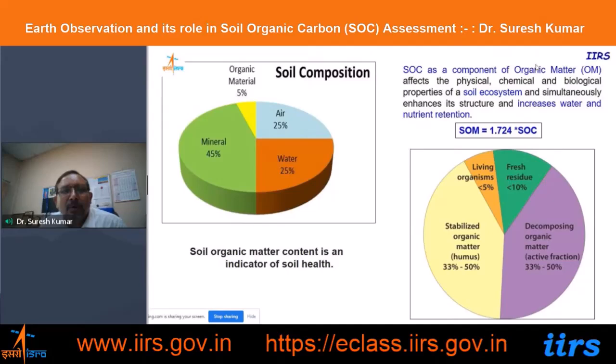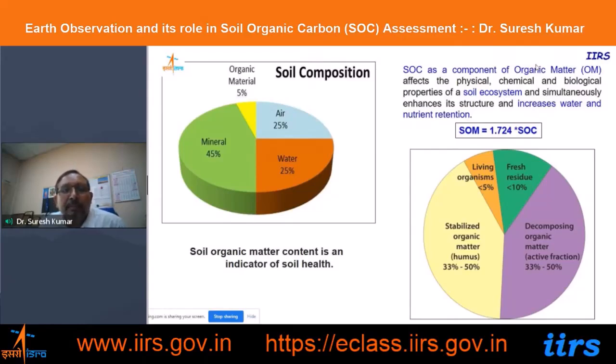If we see organic matter, there are two terms used: soil organic matter and soil organic carbon. Soil organic carbon is the carbon present in organic form. In general, we estimate soil organic carbon by laboratory methods, for example, the Walkley and Black method, and also by CHN analyzer and TOC analyzer. These three instruments are used for estimating soil organic carbon. If soil organic carbon is multiplied by the factor 1.724, then it is converted into soil organic matter.